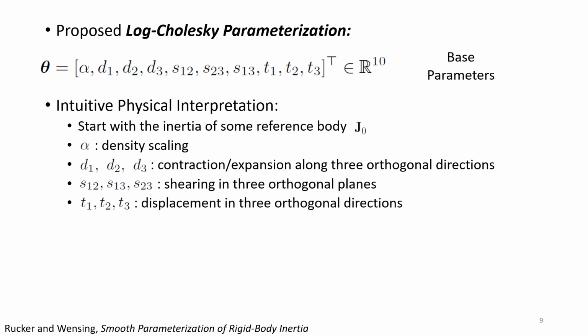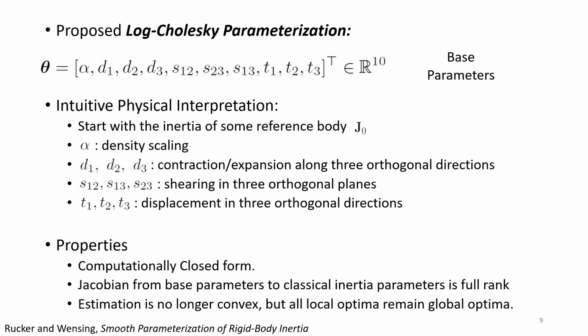Interpreted physically, alpha scales the density, D applies contraction or elongation in 3 directions, S applies shearing in 3 planes, and T applies translation in 3 directions. The mapping from these parameters to the classical inertial parameters is closed form with a singularity-free Jacobian. While the estimation problem becomes non-convex, all local optima remain global optima.